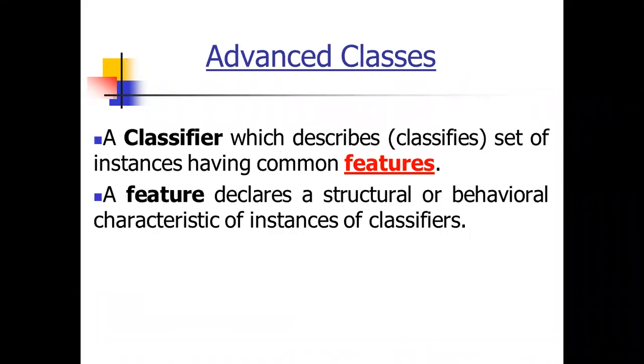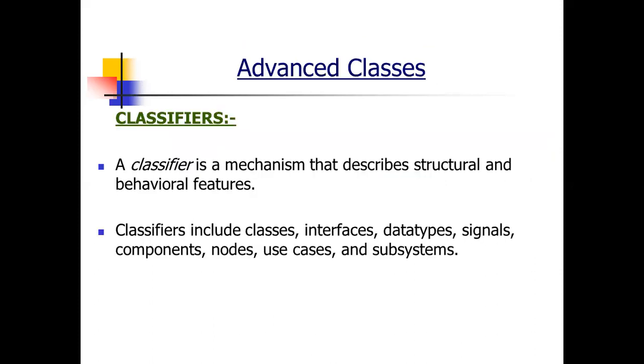Then advanced classes. What do advanced classes include? A classifier. A classifier describes or classifies a set of instances having some common features. A feature declares structural or behavioral characteristics of instances of classifiers. There are several classifiers. So what is a classifier? It is a mechanism that describes structural and behavioral features of that class.